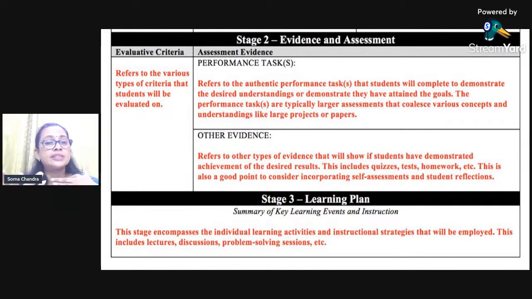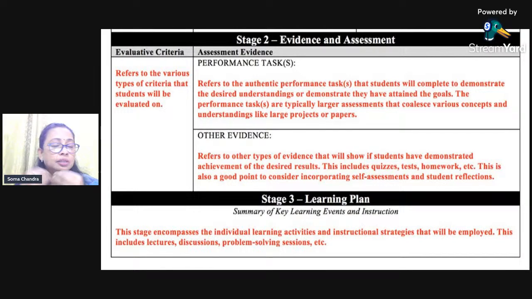Then, other evidence you can mention in the plan refers to the types of evidence which you are taking, be it PPTs, be it reference books. This also includes the quizzes or the kind of homework you are giving. This is also a good point to consider incorporating self-assessment. Homework: give them questions to be solved on their own.